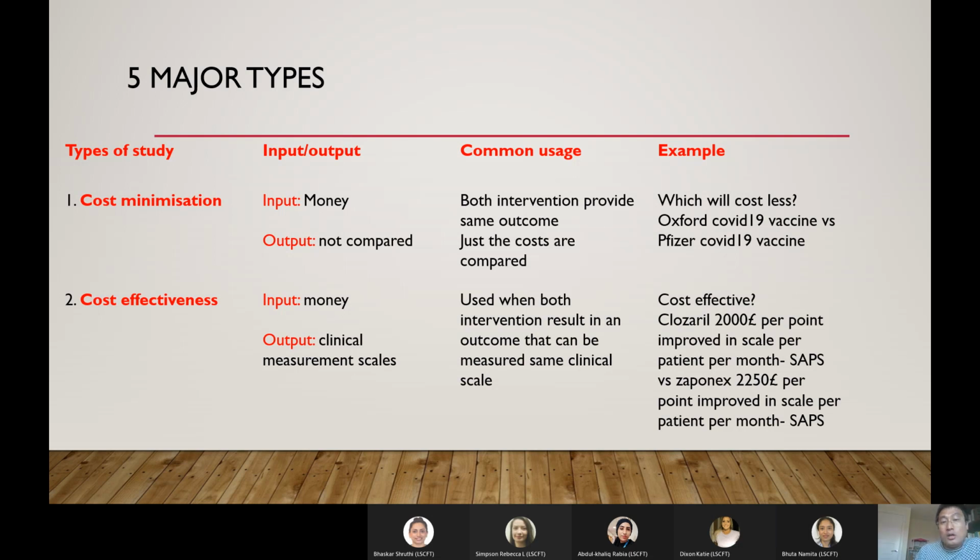So an example: if you want to compare the Oxford COVID-19 vaccine with the Pfizer vaccine, how do you compare in cost minimization? Does anyone want to give a shout? You just compare the cost of the two. Yeah, but they don't compare the outcome. For cost effectiveness, they always measure the outcome with clinical measurement scales. So if they give an example of a clinical measurement scale, then it is cost effectiveness.